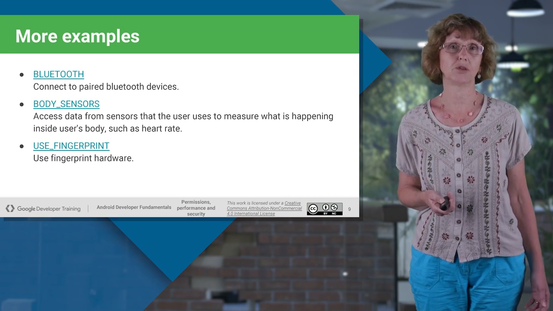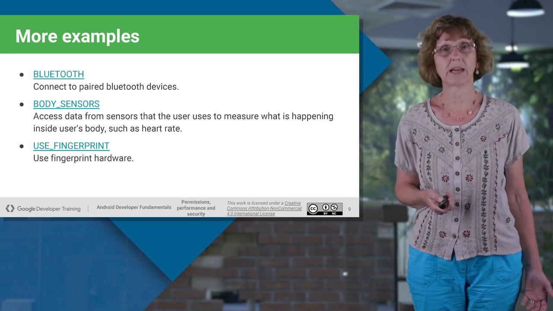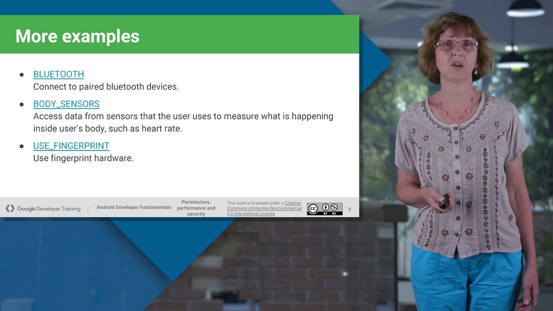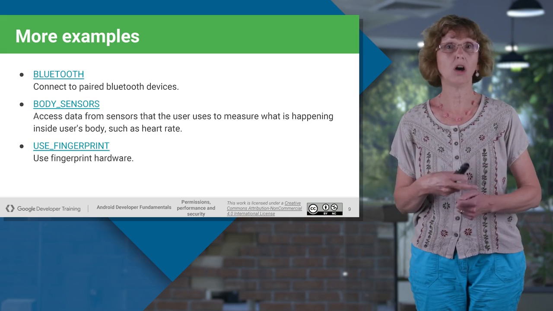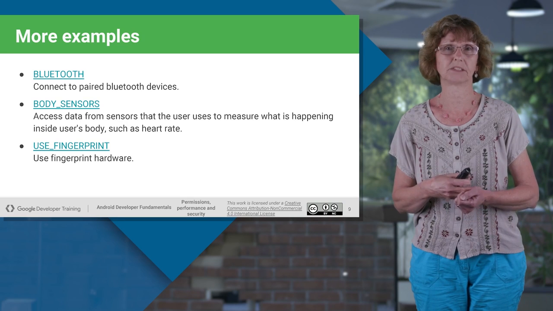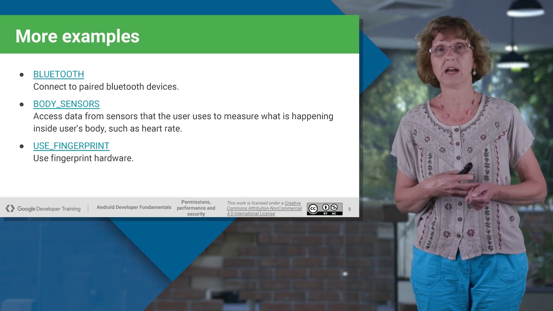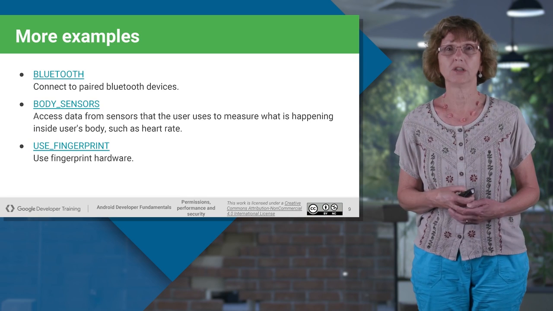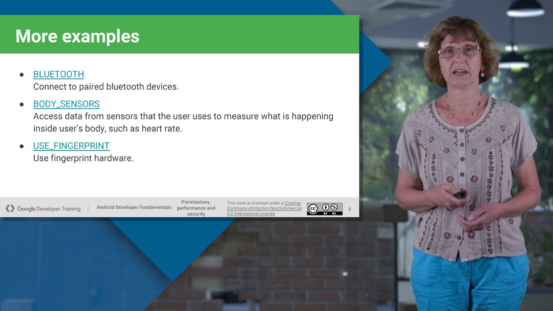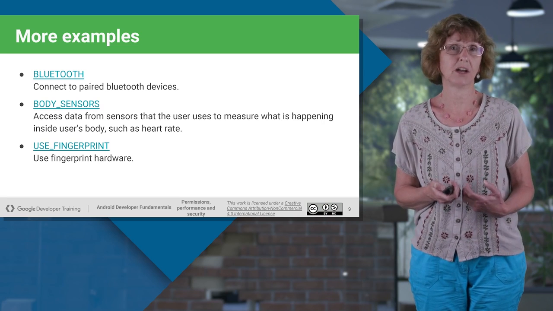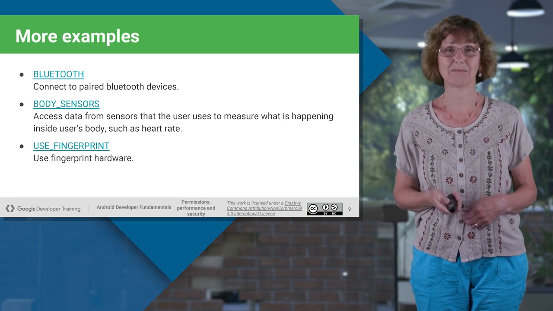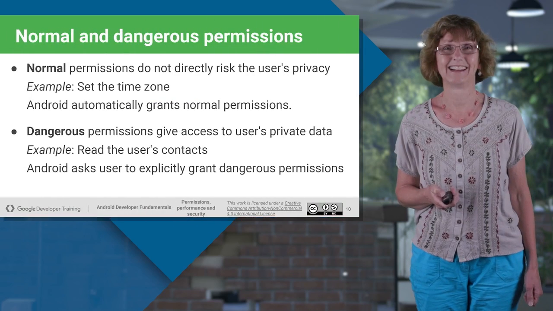You have to get permission to use Bluetooth. You have to get permission to use the body sensors. So if your app's running on a watch that detects the user's heart rate or how fast they're running, that kind of thing, you have to get permission for that. If your app is running on a device that has fingerprint hardware, you have to get permission to use that.